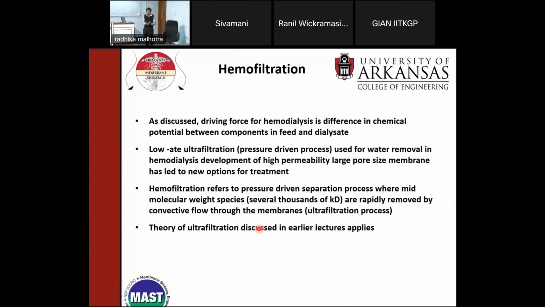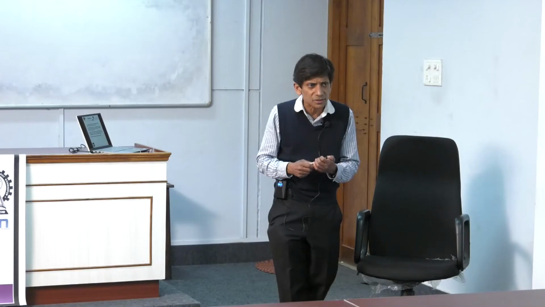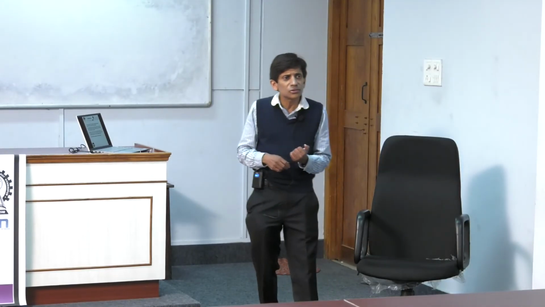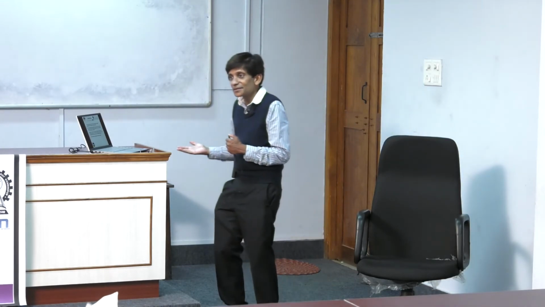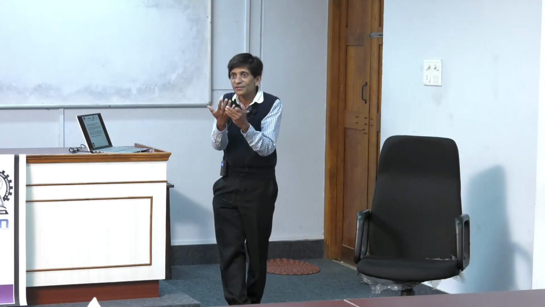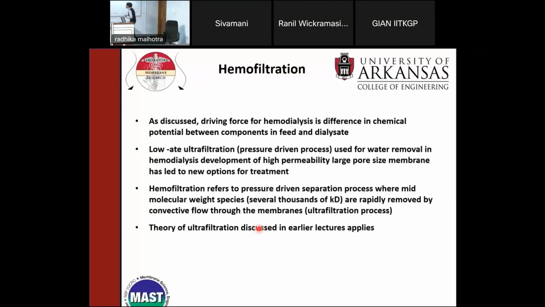For mid-range, we're talking about several hundred kilodalton, there may be contaminants you want to remove. Removing them by a dialysis process is slow because this is effectively a dense membrane. They have to diffuse through this. There's no convective flow through. But we know ultrafiltration would be fine. Apply a pressure driving force, have the right cutoff for the membrane, and you get it out quickly. So that is what hemofiltration is.